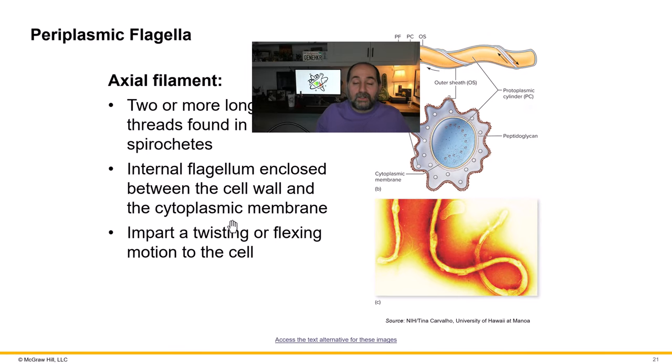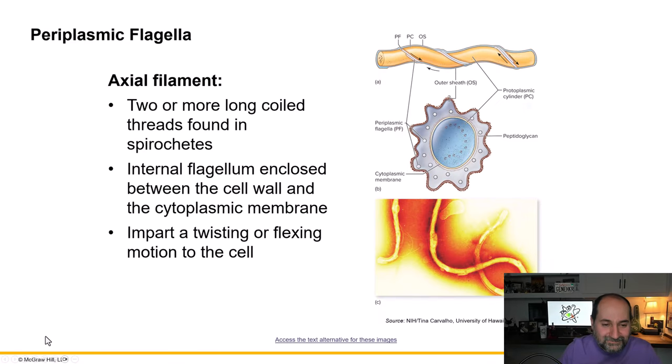Now, what does that cause? Imagine this. So again, look at this. Imagine if the flagella, instead of being a long whip-like structure outside, it's wrapped around my body. So when the flagella spins, what does it do? Look at this. So this is my best explanation, right? When the flagella spins, it also spins me. The flagella spins me. And so this is really cool. It imparts a twisting or flexing motion to the cell.